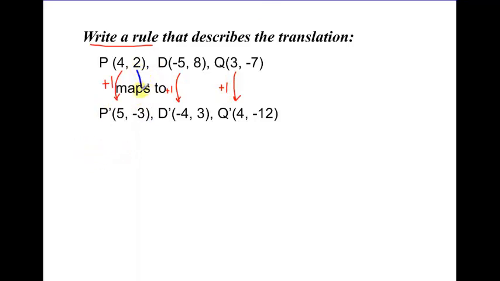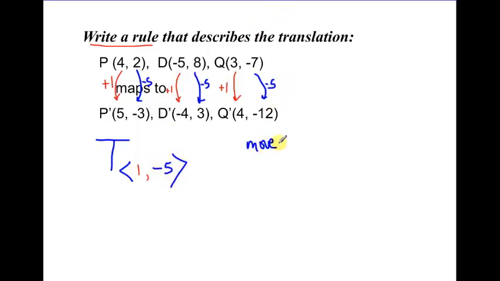On my y's, I see 2 has become -3. That's a drop, so it looks like I subtracted 5. 8 was subtracted to bring it down to 3, and -7 subtracted to bring it down to -12. So we have enough information, and if we want to write the rule, we can write it a few different ways. We can write that it was a translation based on the vector that takes me 1 to the right, and for the vertical, it takes me down 5. So that would be one rule.